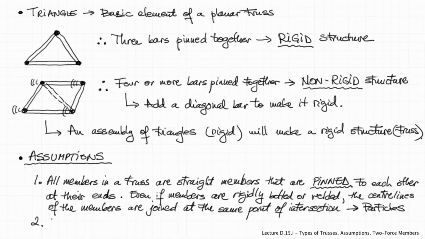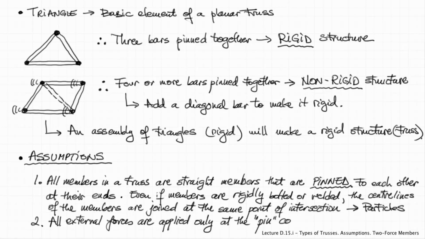Now, the second assumption that we make is that all the external forces that act on the truss are applied at the pin connections only. So regardless of how and where the forces are in reality, there should be a system in place that will transfer these forces directly to the joints of the truss at the pins only. There are no forces applied on the members externally.